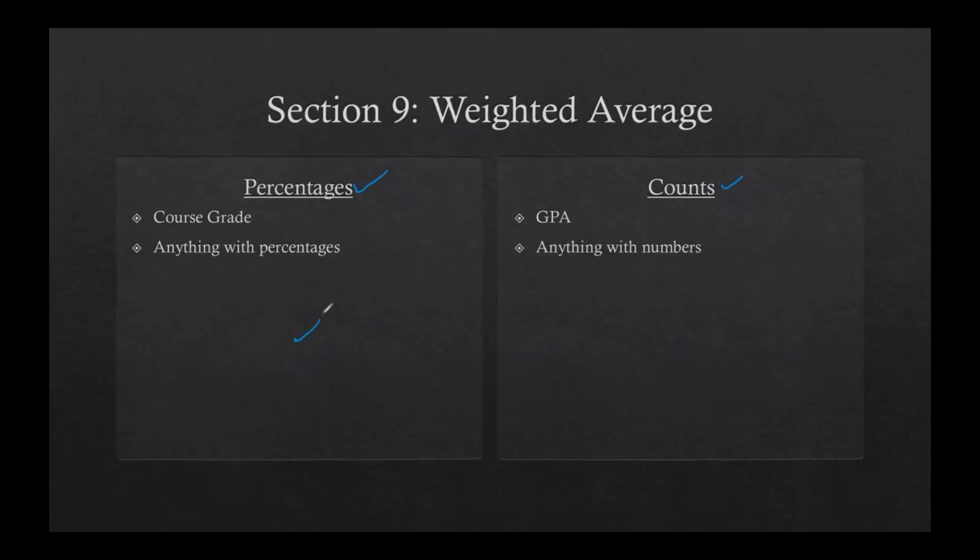Both of these processes start with multiplication and then divide. So they have the same basic idea. It's just a matter of looking at what you have. If you have percentages, for example, your course grade, this class is weighted 15% for that, 20% for this, whatever, we use percentages. Anything with numbers like your GPA. GPA doesn't have any percentages, but it's still weighted based off of what I call quality points. So let's get into these examples here.